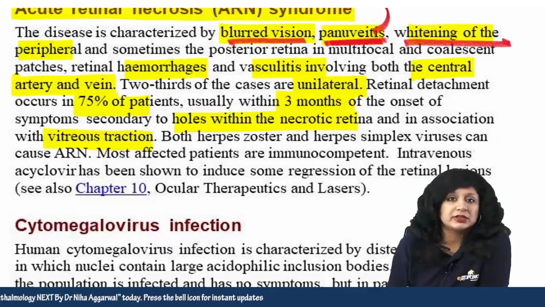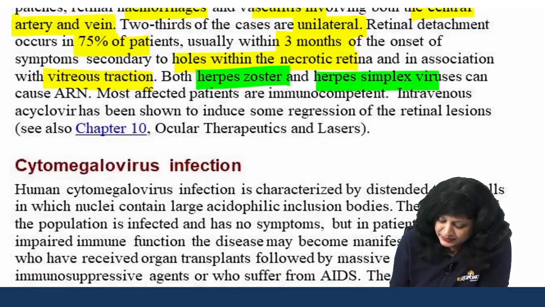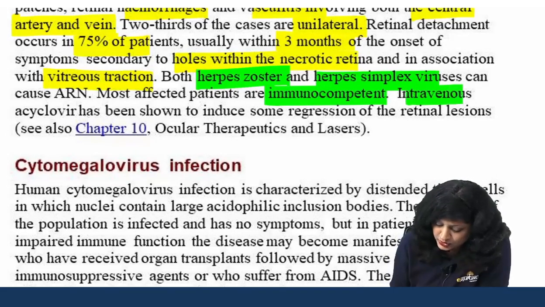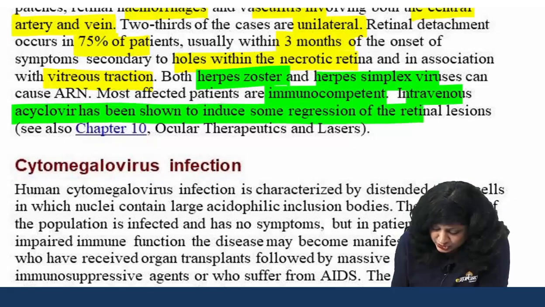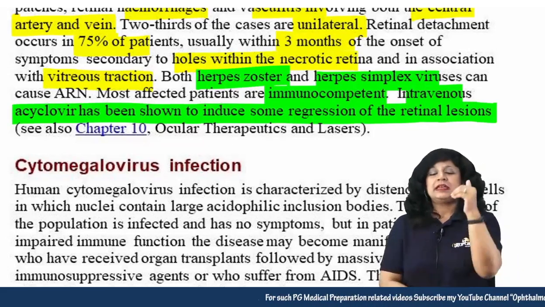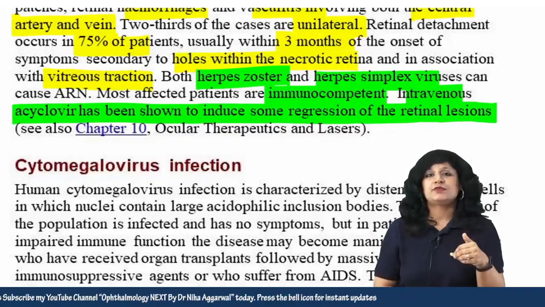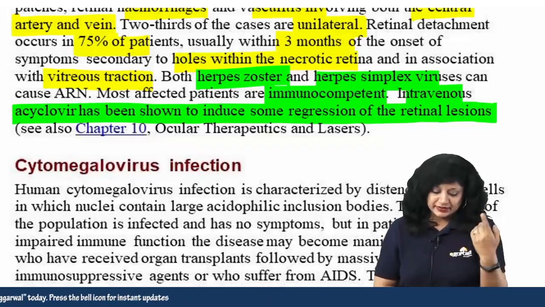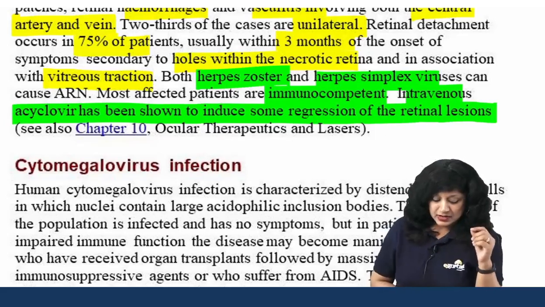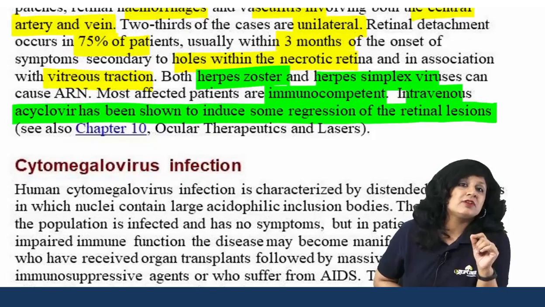Now, a very important thing: what infections can cause this? Both herpes zoster as well as herpes simplex can cause ARN. Most affected patients are immunocompetent. Intravenous acyclovir has been shown to induce some regression of the retinal lesion. So if you have a patient with herpes simplex or herpes zoster, with vasculitis, hemorrhages, necrosis, and the patient is immunocompetent, then you can give intravenous acyclovir. So one of the indications of intravenous acyclovir is ARN.